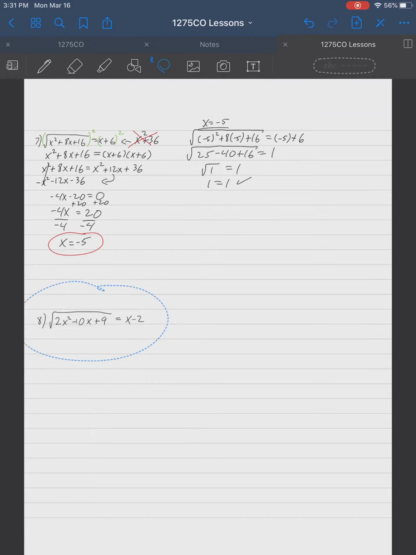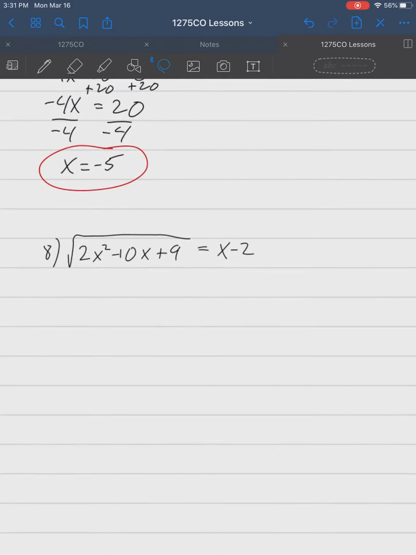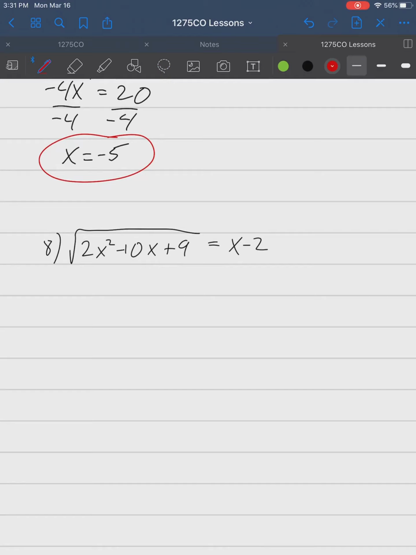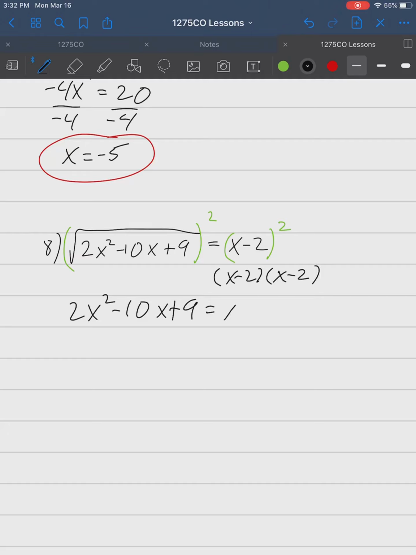One more to do, which is a similar problem to what we had before. Radical is isolated, square both sides. Once again, we are squaring each side of the equation, not the individual terms. So 2x squared minus 10x plus 9 is equal to the result of x minus 2 times x minus 2, which is going to be x squared minus 4x plus 4.